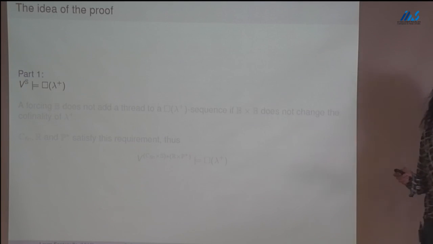We have to prove that we have the square sequence and the delta reflection in this model. Getting the square is easier. The forcing S adds a square sequence, so you do have a square sequence after you force with S.